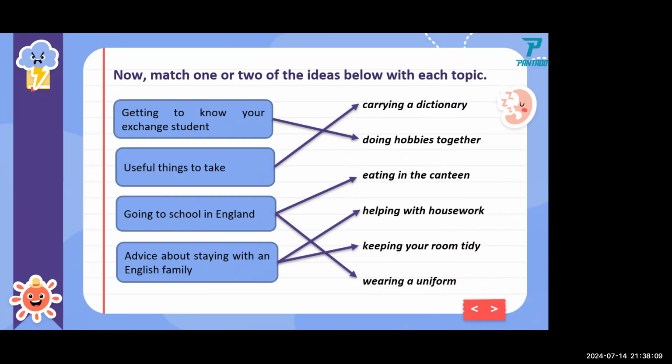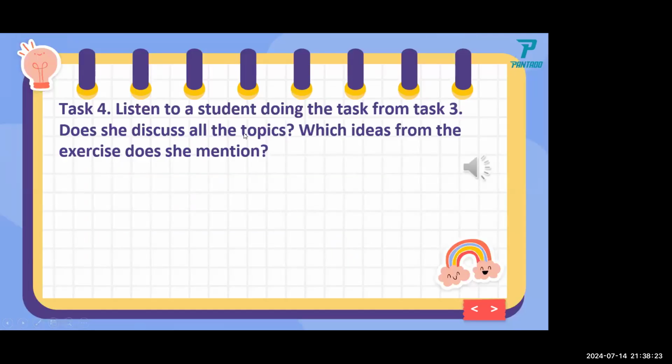Again, we have the topics: getting to know, useful things, going to school, and advice about staying with an English family. Listen to the student doing the task from task 3, the one I showed you. Does she discuss all the four topics? Which idea from the exercises does she mention? Lesson 1G, exercises 3 and 5.